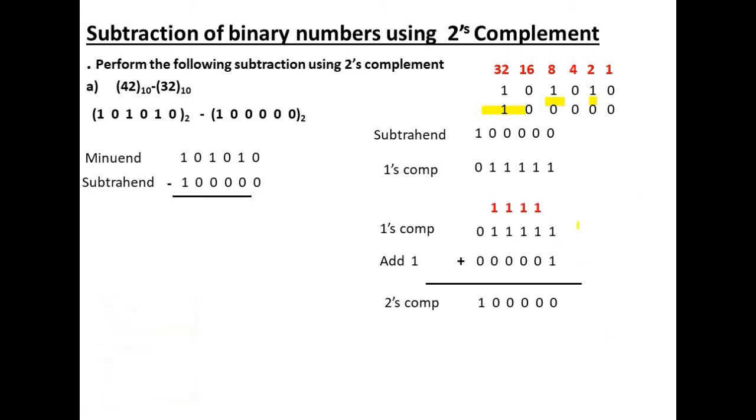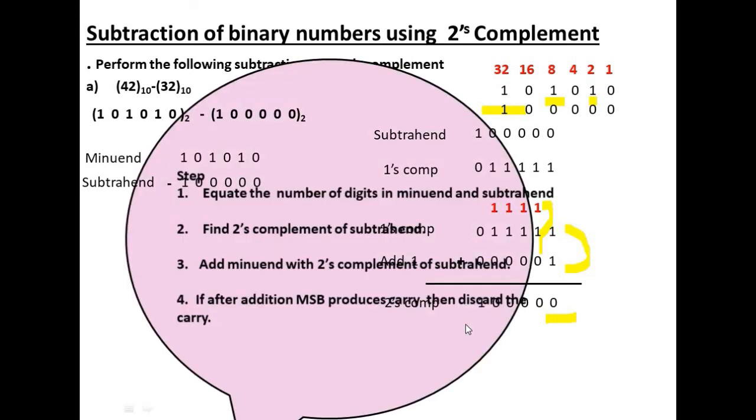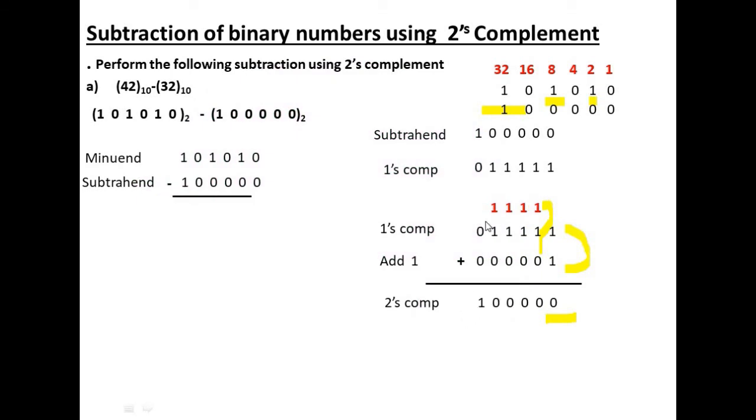Here we see that 1 plus 1 produces 0, carry 1. Then 1 plus 1 again produces 0, plus 0 is 0, carry 1. 1 plus 1 result is 0, and 0 plus 0 is 0, carry 1. 1 plus 1, 0 plus 0 is 0, and carry 1. 1 plus 1 is going to produce 0 with a carry 1. So it is written here: 1 plus 1, 0 and 1.